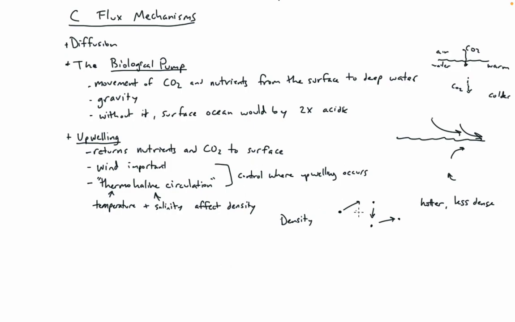Similarly, if we add like some sodium and chlorine ions, they take up more space. So you get more stuff into the same volume, which increases the density. So these are the reasons that the temperature and the salinity affect density. And the density is what controls the water is going to move in a way so that the denser stuff is lower.